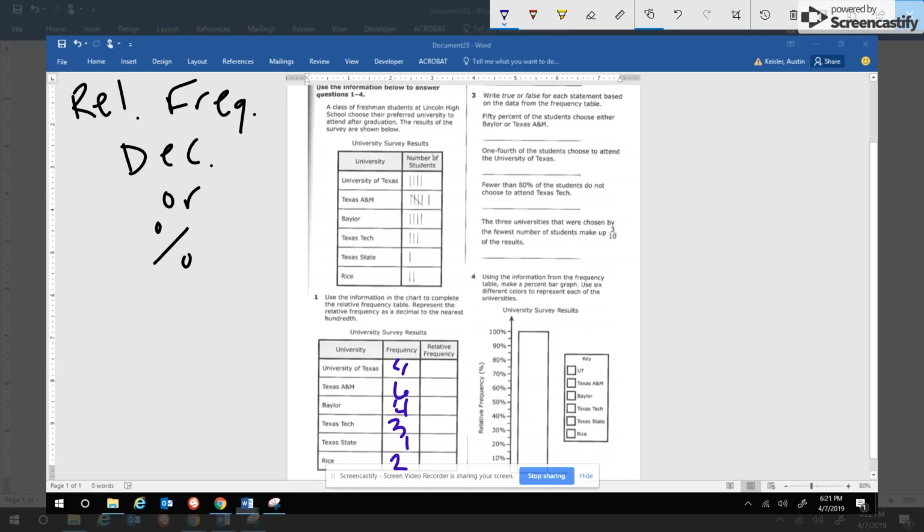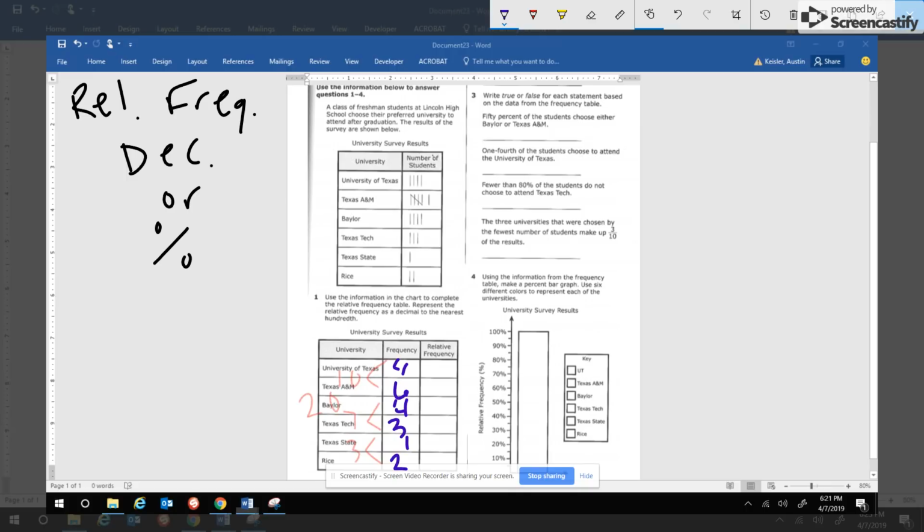Relative frequency, this is asking us for a decimal. So the first thing we're going to have to do is get the total, because in order to get a decimal, we need a fraction first. If I add up 4 and 6, I get 10. 4 and 3 make 7, and 1 and 2 makes 3. And if we add up 10 plus 7 makes 17, 17 plus 3 makes 20. So our total number of votes in the entire table was 20.